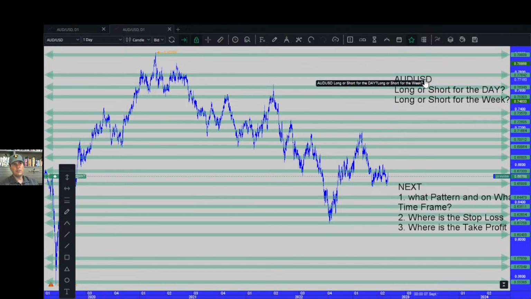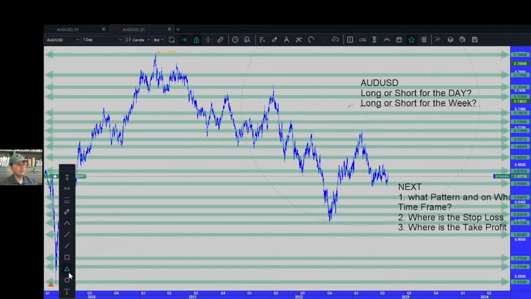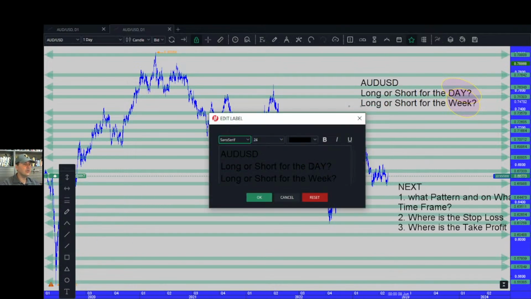Why general direction? Because you can choose to go long or short for the day if you're a day trader, or you can go long or short for the week if you're a swing trader. If you're a scalper, you can go long or short for the next 15 minutes, or for the next hour, whatever. Long or short for the hour, if you're a scalper, why not?